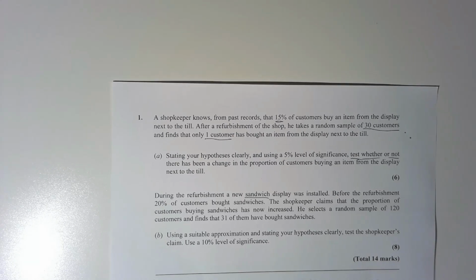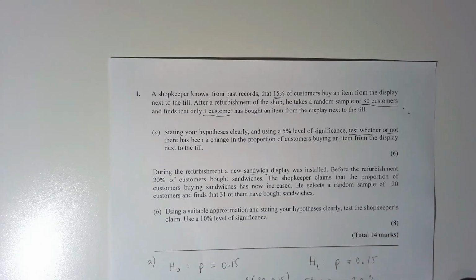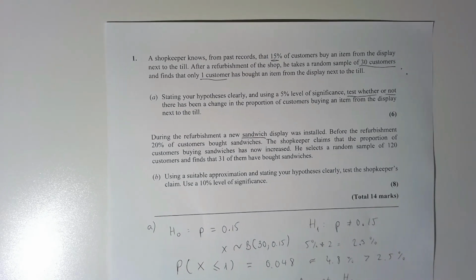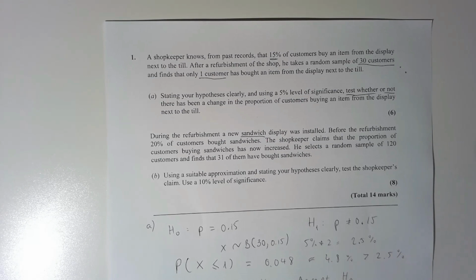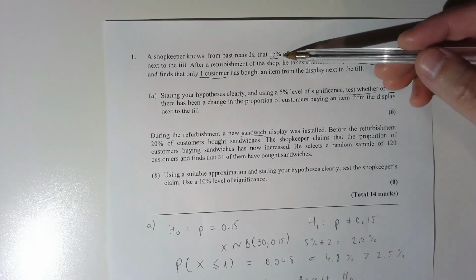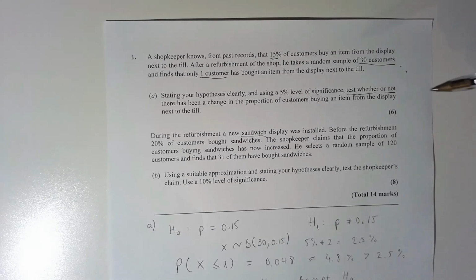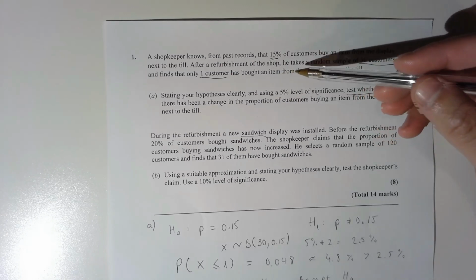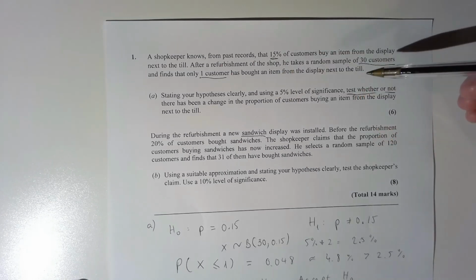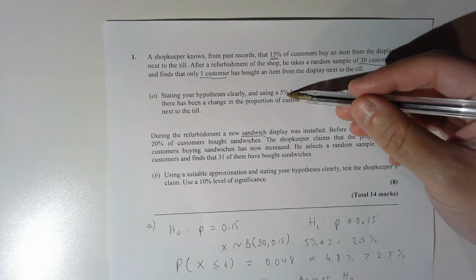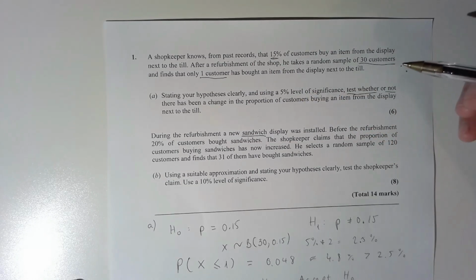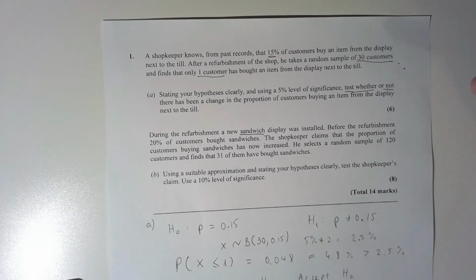Okay, here you are. Look at the question here. First of all, you have to highlight the keywords first. Is 0.15 the chance of success, and we have 30 customers. We collect the sample size, and one customer bought the item. Now to do this question, keep an eye on the 5% significance level. That is to justify the answer.